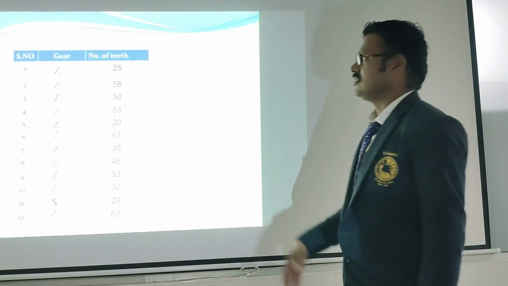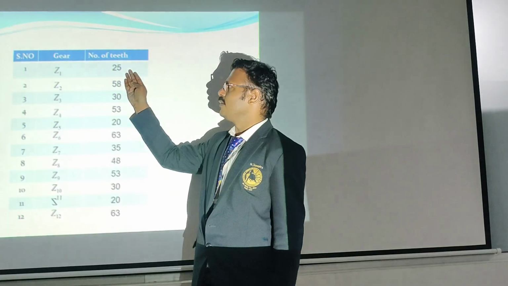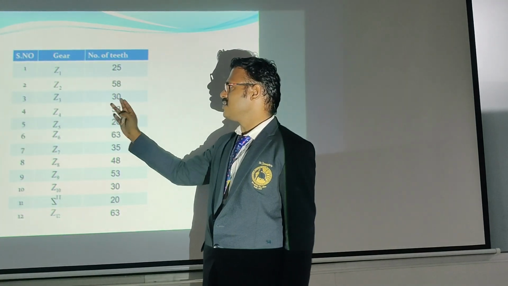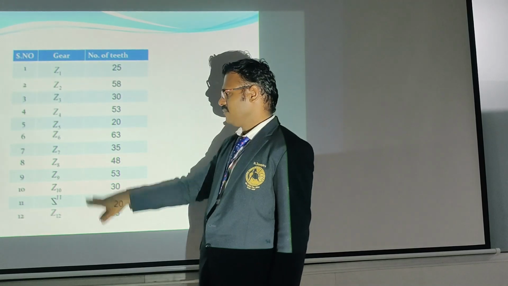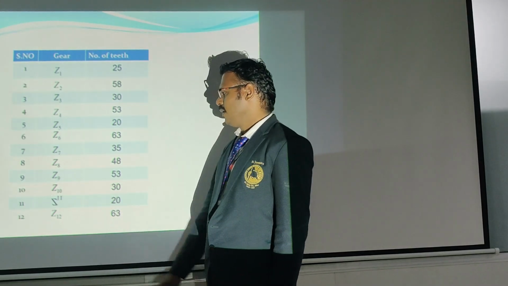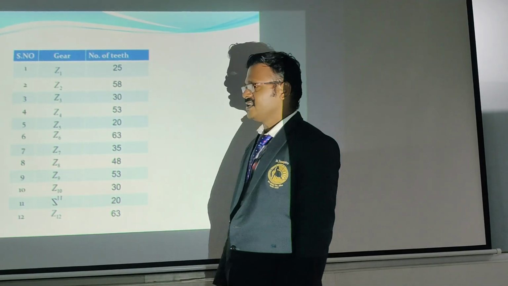So this is the number of teeth. Z1 value 25, Z2 value 58, Z3 is 30. Like that we have found the 12 numbers of teeth for the 9-speed gearbox.